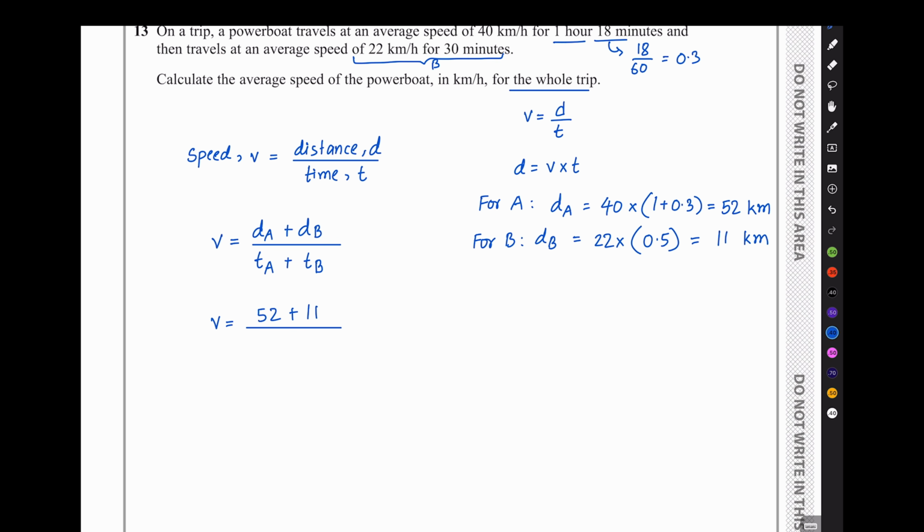Anyways, time A, TA, is 1.3 plus TB, which is 0.5. So this comes out to be 63 divided by 1.8, which is 35. So the average speed is 35 kilometers per hour.